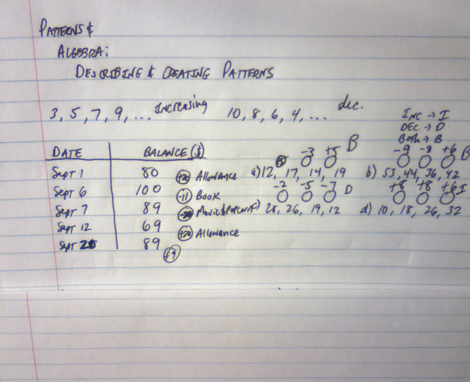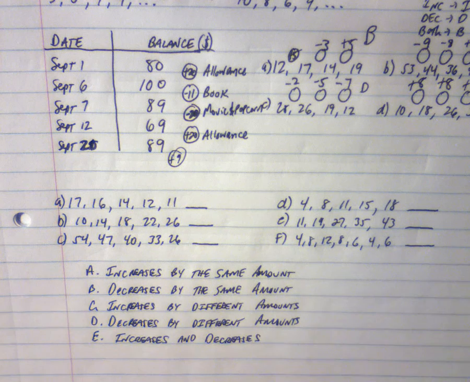Okay, now what we need to figure out is that there's still patterns. Okay, and it's patterns in the fact that it's increasing and it's decreasing. What we need to do is describe those patterns, because sometimes they're going to do both. Sometimes they're going to increase by the same amount. Sometimes they're going to decrease by the same amount. Sometimes they're going to increase by different amounts, decrease by different amounts, and repeat, or increase and decrease.